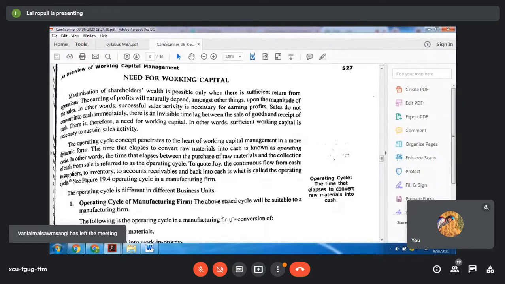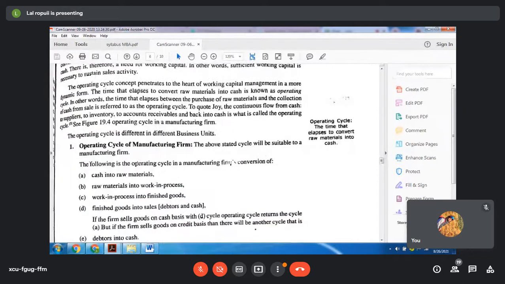So the operating cycle concept penetrates to the heart of working capital management in a more dynamic form. You can see that the operating cycle is different in different business units. If you look at point number 1 here, the operating cycle of a manufacturing firm.